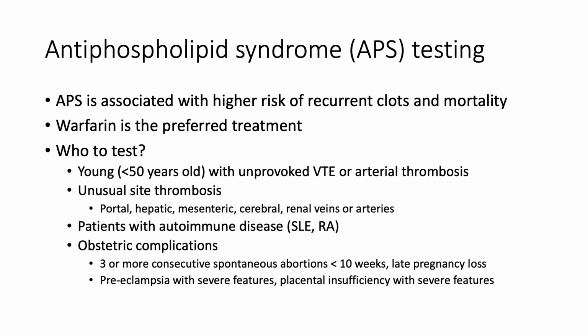The other thrombophilia we should think about testing for is antiphospholipid syndrome, which we've mentioned a few times in this video. It is associated with a much higher risk of recurrent clots and mortality. And because warfarin is the preferred treatment, it does change management if you know the patient has antiphospholipid syndrome. So I test a lot of patients for this. If they're young and have an unprovoked clot, like they're less than 50, if they have a clot in a weird place, like a portal hepatic mesenteric clot, patients with autoimmune diseases like lupus, rheumatoid arthritis, and then patients who've had obstetric complications and a blood clot, I will test them for APS.